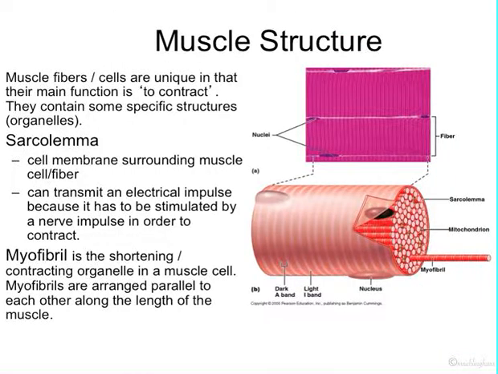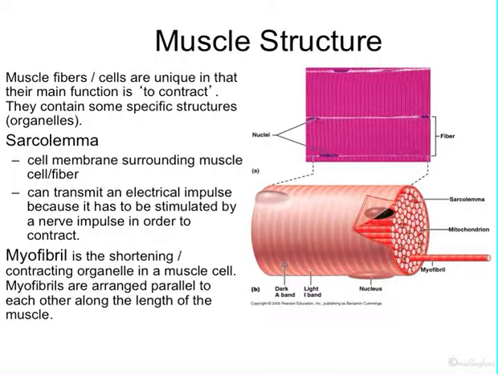Muscle cells, or fibers as we also call them. When we say fibers, we mean cells, they're the same, also known as. They're unique in that their main function is to contract. That's all they do. And so inside they have specific structures, specific organelles that are specific to them.